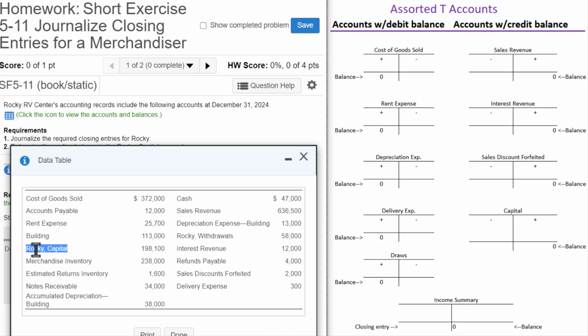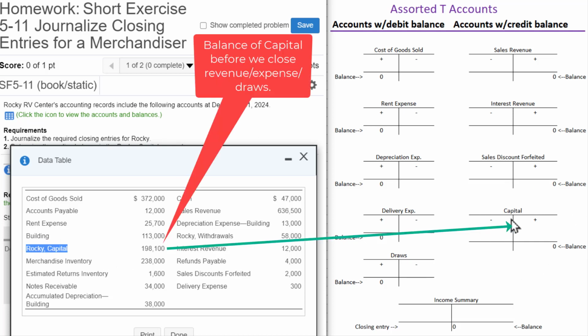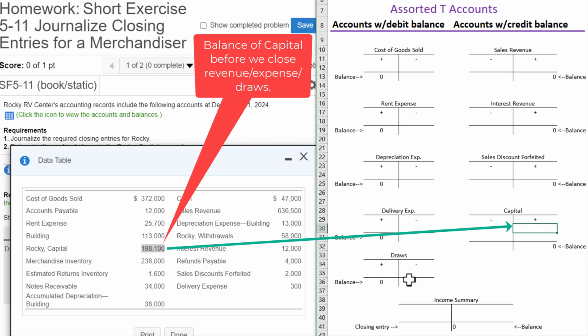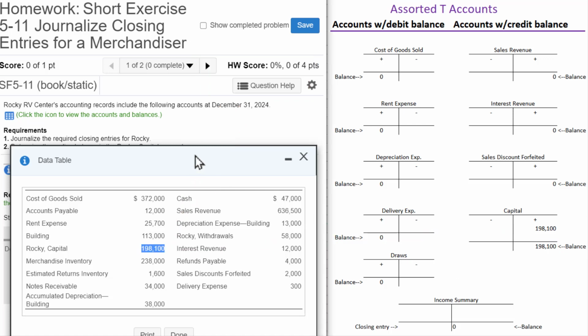It's right here. And I'm going to put that in my scratch paper T accounts. Of course, this is Excel. I recommend you do this on a piece of scratch paper. Notice we have capital of $198,100. So that's our balance before we do any closing. $198,100. And notice my T account updates shows us our current balance. So now what I'm going to do is I'm going to move this up.